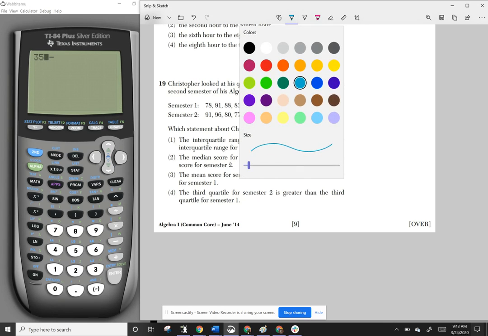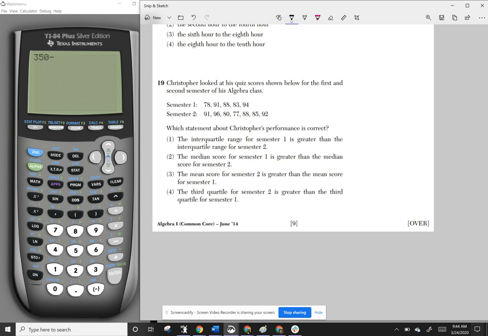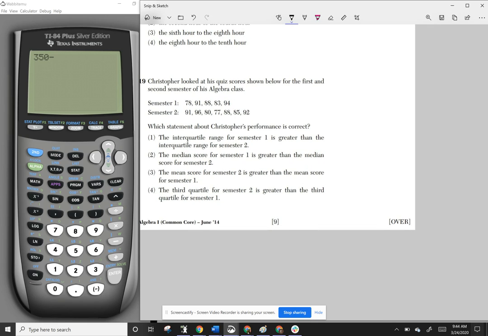So the first thing we need to do with both of these data sets is to order them from smallest to greatest, in increasing order. So I'm going to do semester 1 here. We have 78 is the smallest, and then 83 and 88. I like to cross off as I go so I don't forget any. 91, 94. Okay, so that's semester 1.